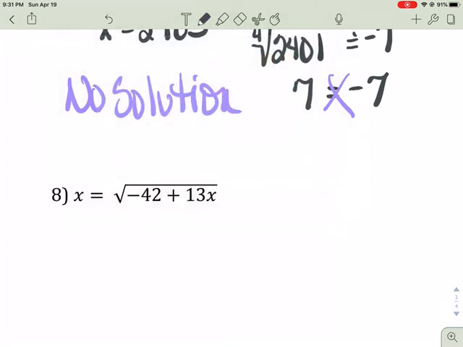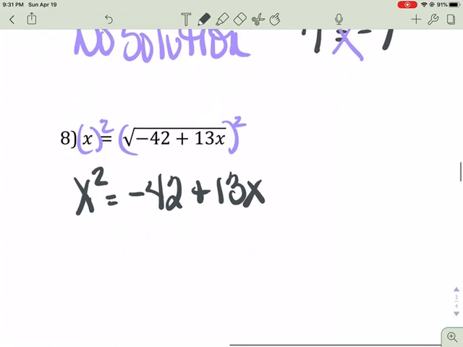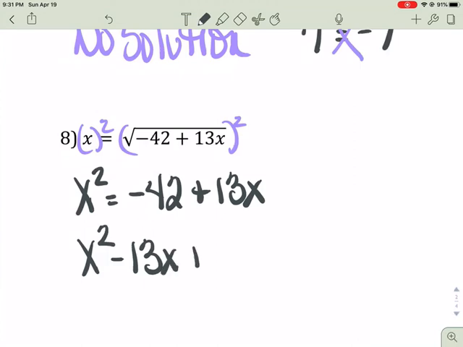All right, we saw 2 with no solutions. But what happens if we have a variable underneath the radical and on the outside of the radical? So we're still going to square both sides. Okay, so we're still doing that because this is a square root, so let's do that. Okay, so we get x squared equals -42 plus 13x. Looks like a quadratic. We're going to have to set that equal to 0. So x squared minus 13x plus 42 is equal to 0.